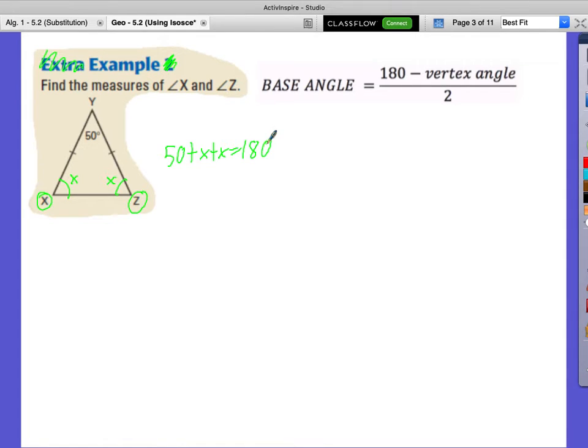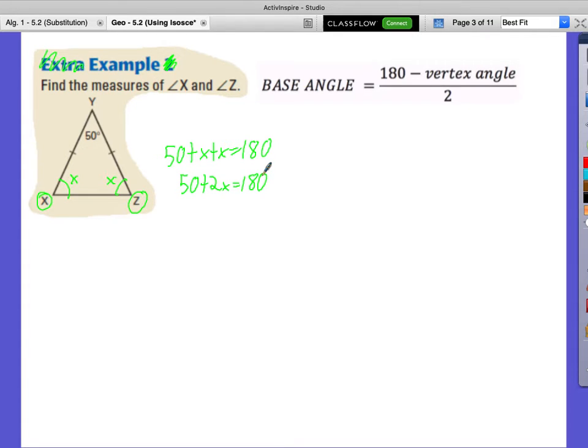Okay, so we can do 50 plus x plus x equals 180. Questions on how we got this equation? What's that base angle? We're going to ignore that for a moment. We're going to come back to that afterwards, actually. Okay? Because I think it's way easier for us to think about it this way. That's the secondary way. What's x plus x? 2x. 50 plus 2x equals 180.